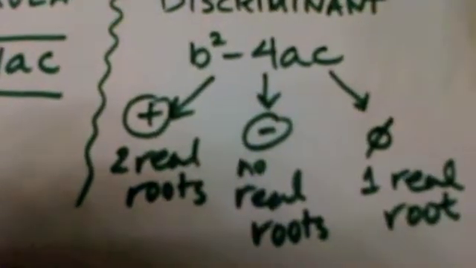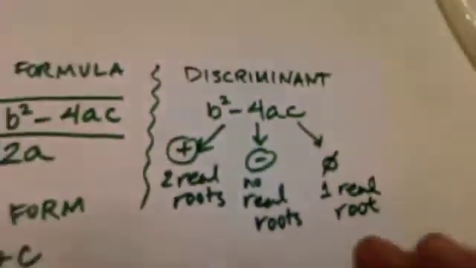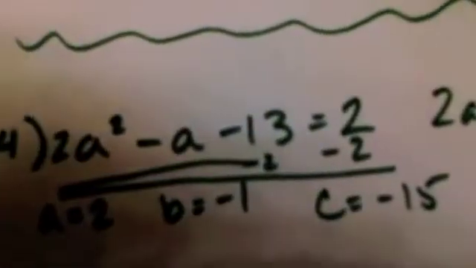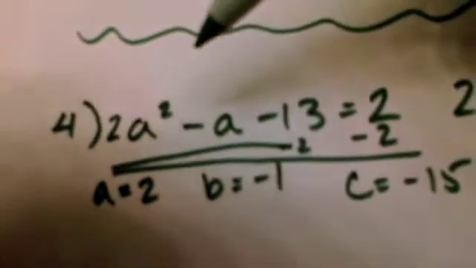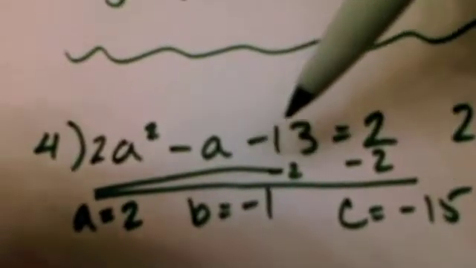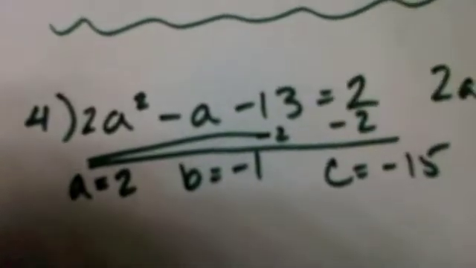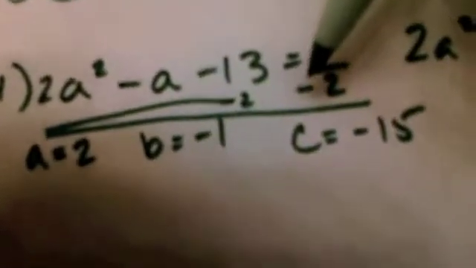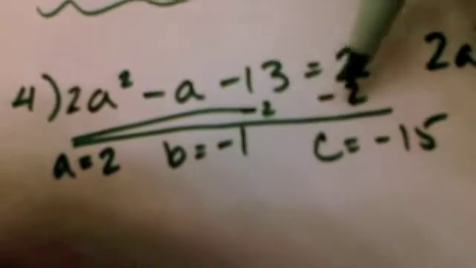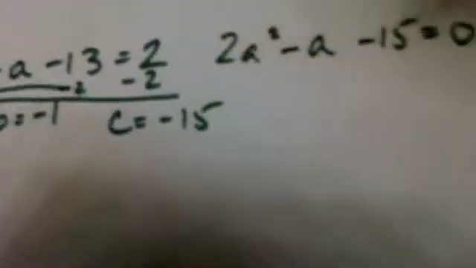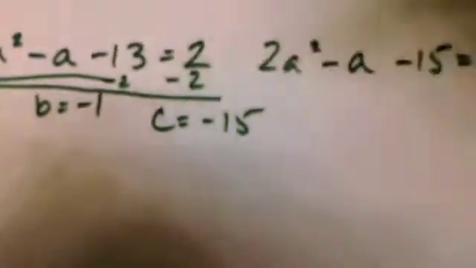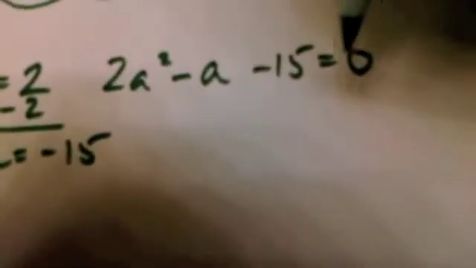All right, let's get down to a problem. The problem I want to work on is number 4: 2a squared minus a minus 13 equals 2. The problem I have here is it's not set equal to 0. So I've subtracted 2 from both sides. That made this side equal to 0, and negative 13 minus 2 is negative 15. So this is my new equation.